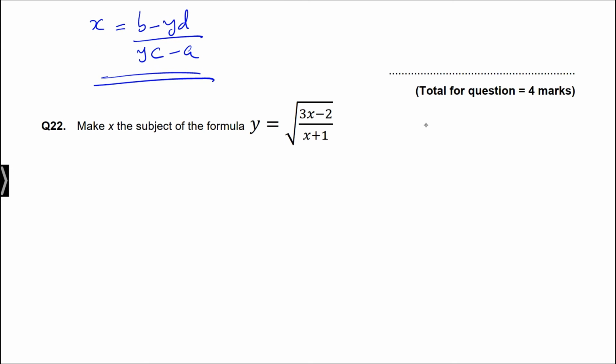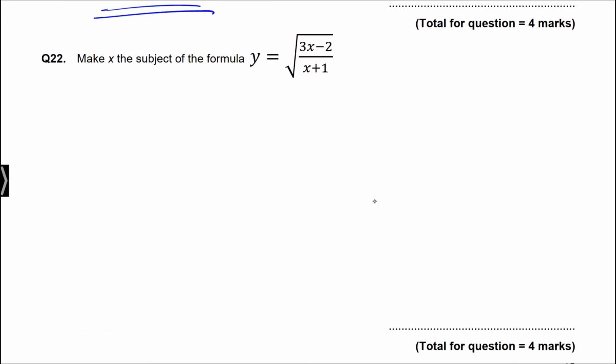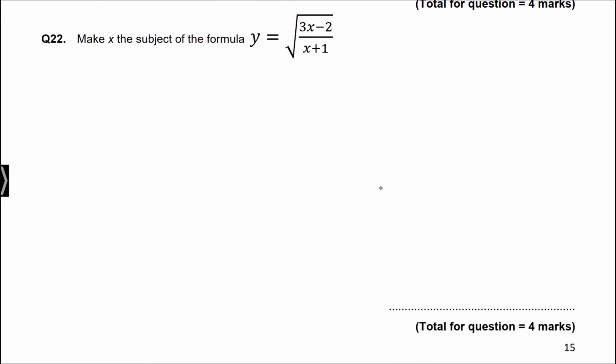Next one, number 22. We are required to make x the subject. Now here the opposite of square rooting is squaring, so just square both sides to get rid of the square root sign. So you'll end up with y squared will be equal to (3x minus 2) over (x plus 1).